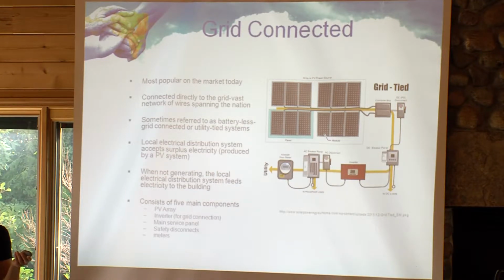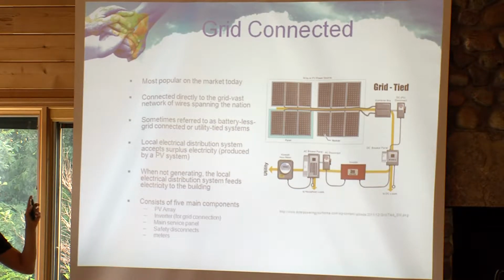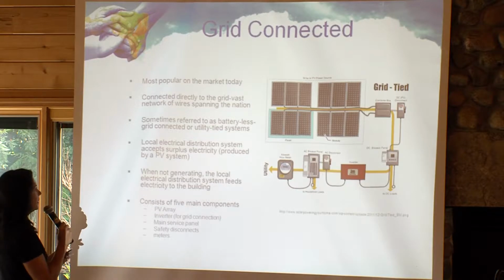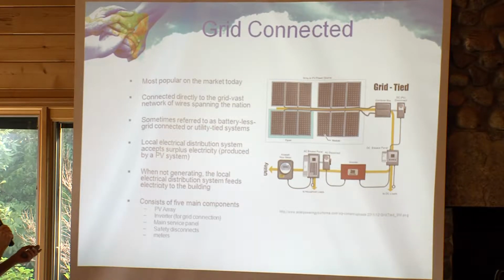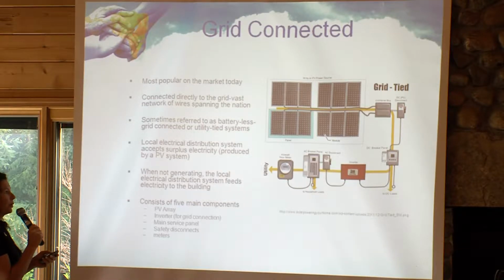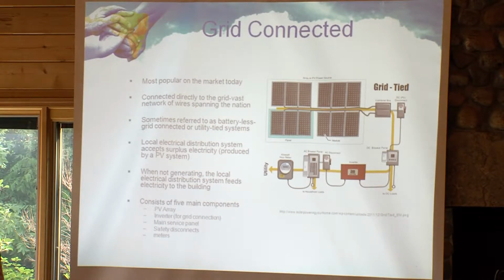So this is a grid connected system. Because it's so popular, this is probably one of the systems that you don't really have to think about. Whereas, as we get into a couple of the other alternatives, there's a little more maintenance and operation. But in this case, this is the most simple system. The local electrical distribution system accepts the surplus electricity. And when not generating, the local electrical distribution system feeds electricity to the building. So you can send across the grid, but when you're not producing, you can draw from the grid.